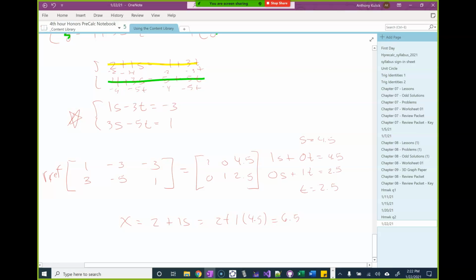Just looking at this problem in the book, they made a typo. I was like, wait, that's not the right number.